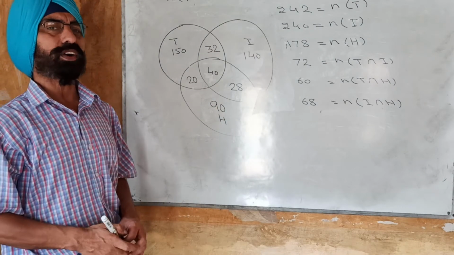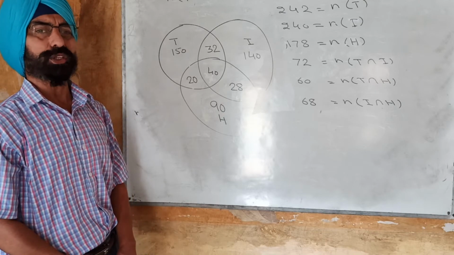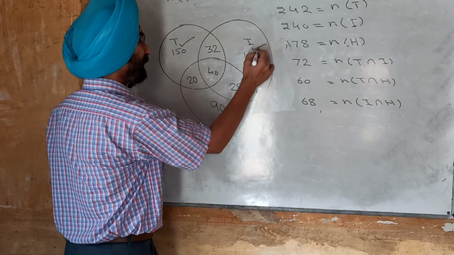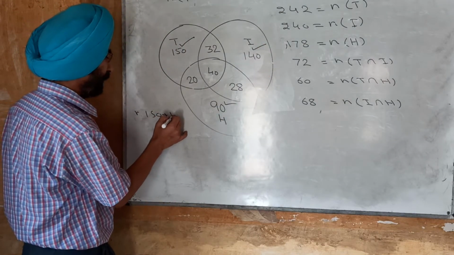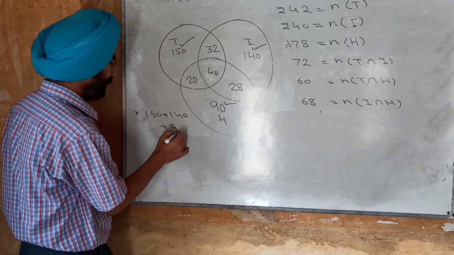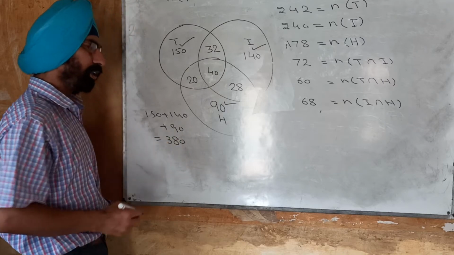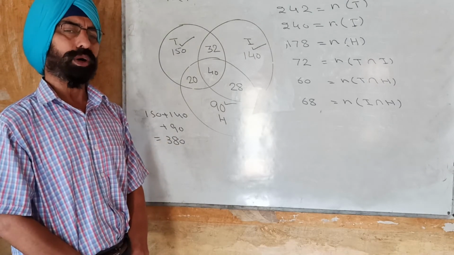If you are asked to find the number of families who read exactly one newspaper, exactly one newspaper means these plus these members. So it is 150 plus 140 plus 90, and the answer will be 380. So 380 families are there who read exactly one newspaper.